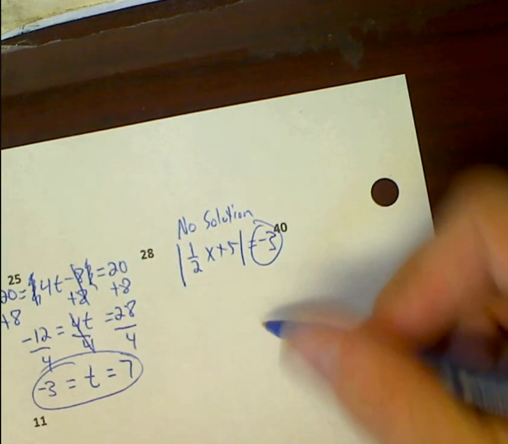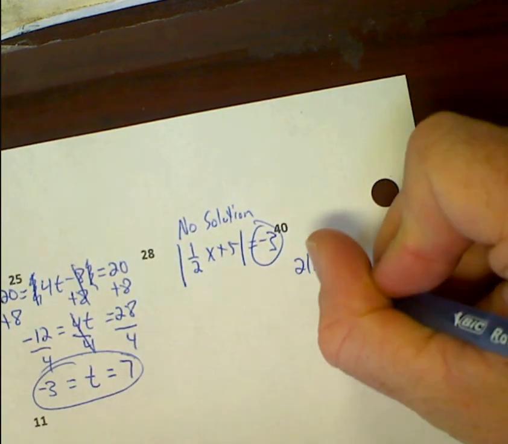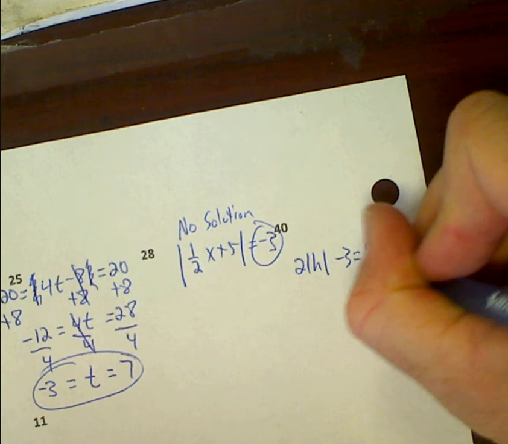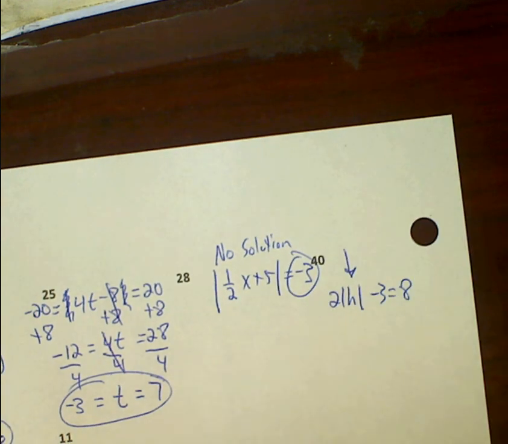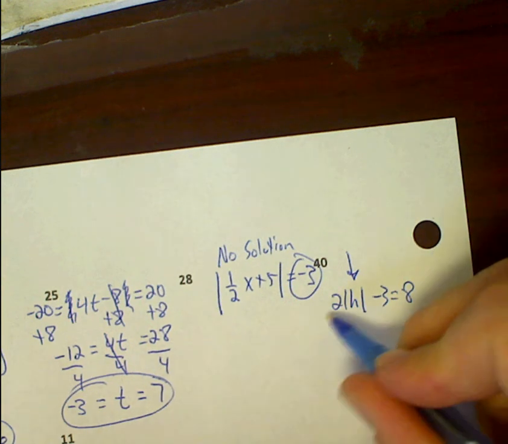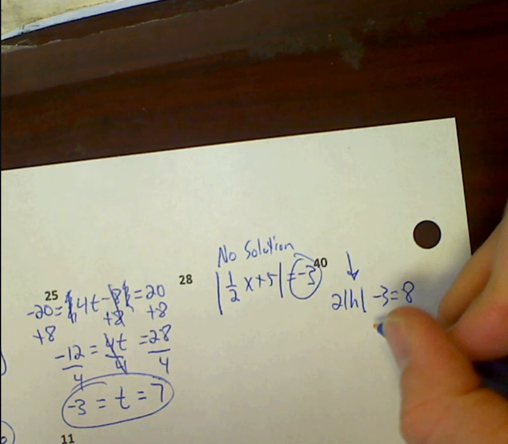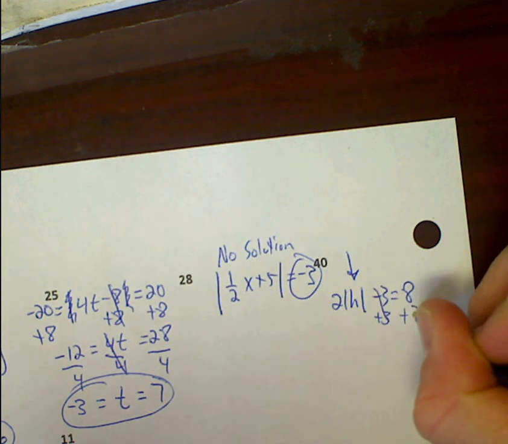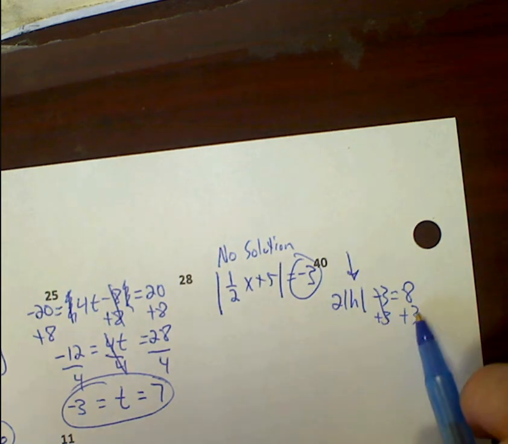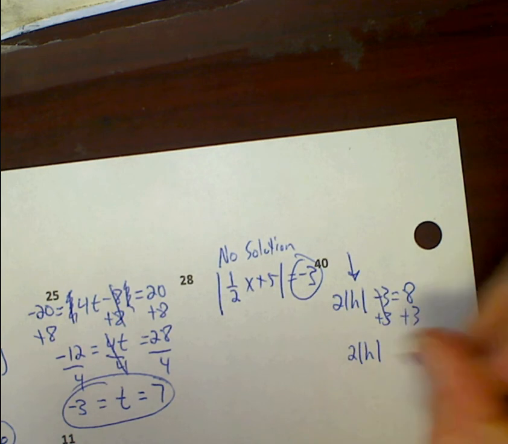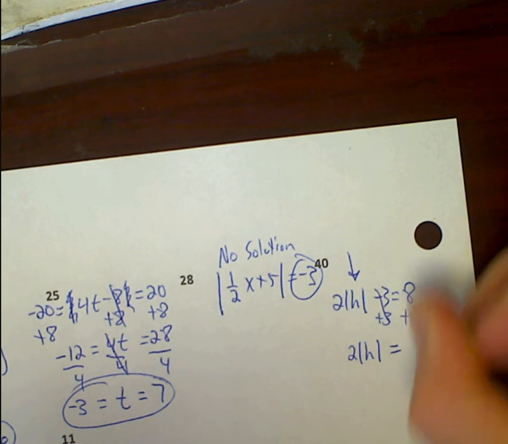On number 40, we have 2 absolute value h minus 3 equals 8. I need to get the h completely by itself first. So the 2 and the minus 3 is on the outside. So I'm going to go ahead and add 3 to both sides first. I cannot put equals negative 8 yet. So I'm going to add 3. So I got 2 absolute value h. That gives me 11.